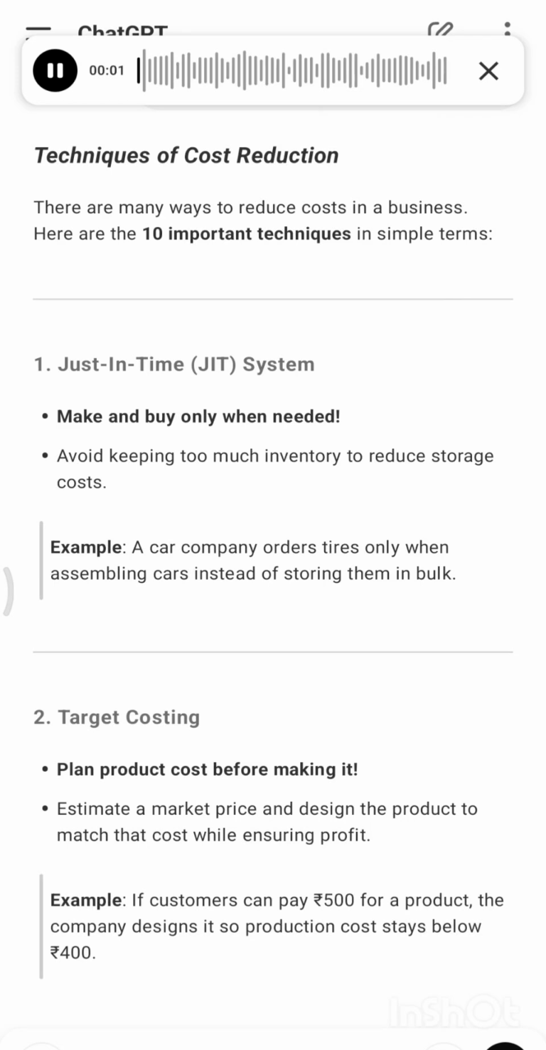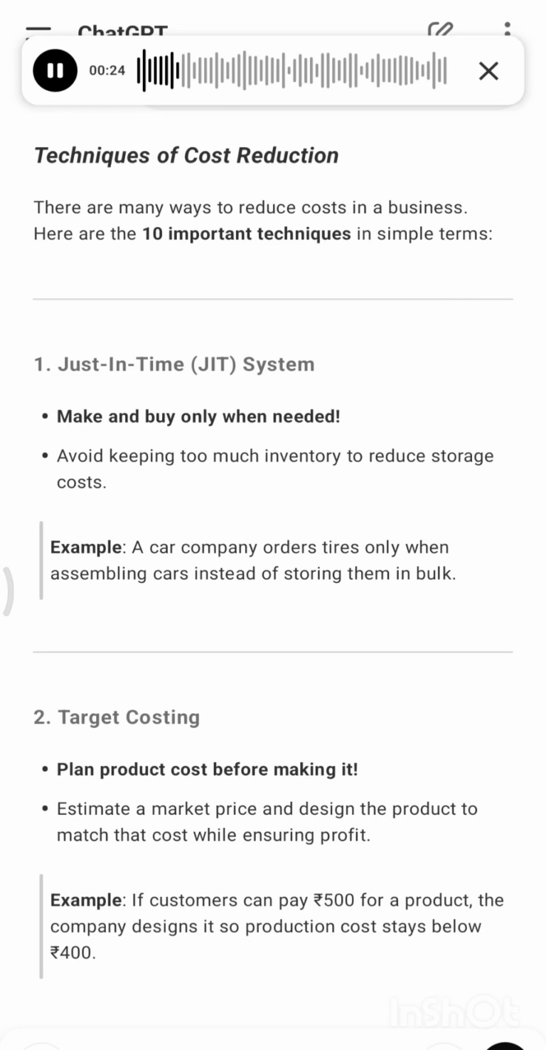Cost reduction. There are many ways to reduce costs in a business. Here are the 10 important techniques in simple terms. 1. Just-in-time, JIT system. Make and buy only when needed. Avoid keeping too much inventory to reduce storage costs. Example: a car company orders tires only when assembling cars instead of storing them in bulk.